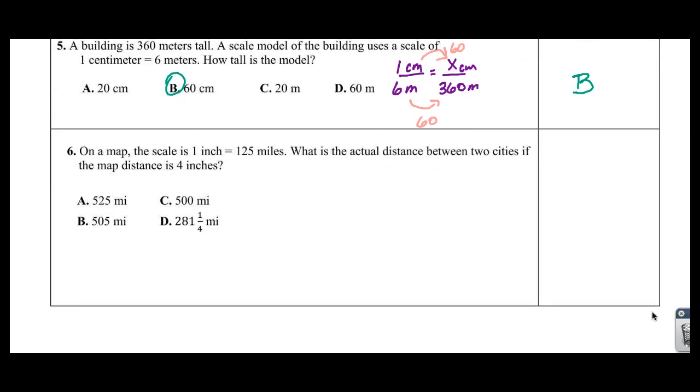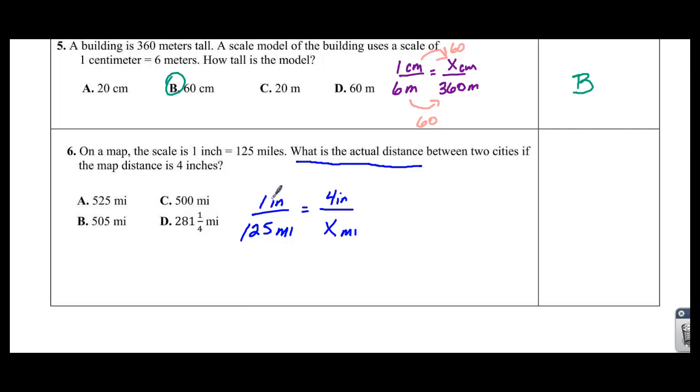Okay, problem number 6. Here we are. On a map, the scale is 1 inch to 125 miles. What is the actual distance? So it's always important that you know what it is they're asking for. So this is what we know. We know that our scale is 1 inch equals 125 miles. The distance on the map is 4 inches. How many actual miles are there?